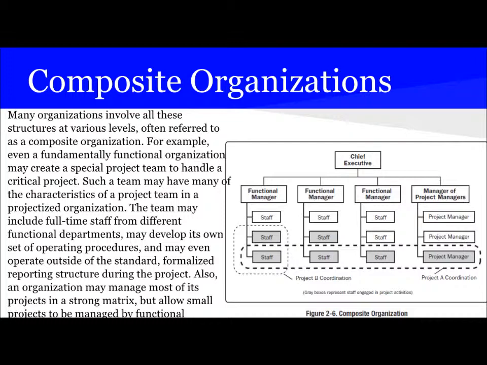Also, an organization may manage most of its projects in a strong matrix but allow small projects to be managed by functional managers. So composite mainly means that the organization may opt for both kinds of structure for different projects. It means a composition of different kinds of organization structure, like a weak matrix and projectized or strong matrix, like that.